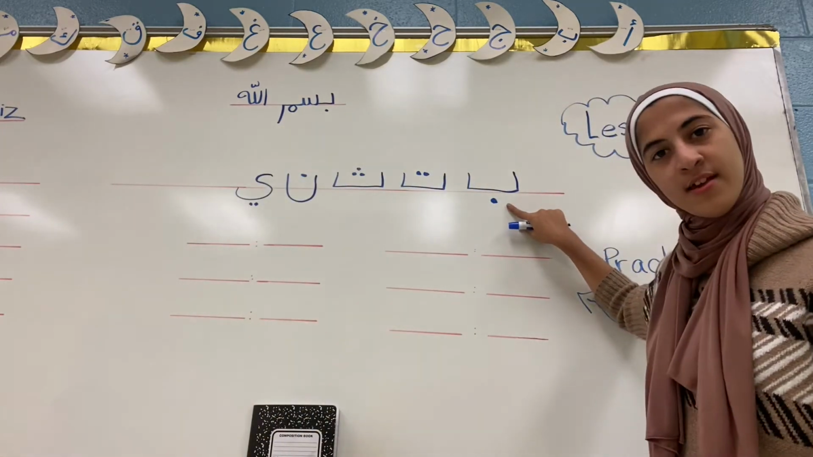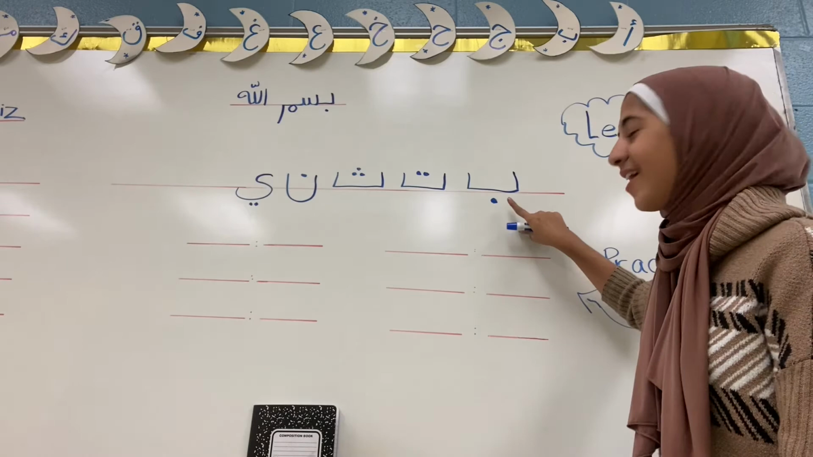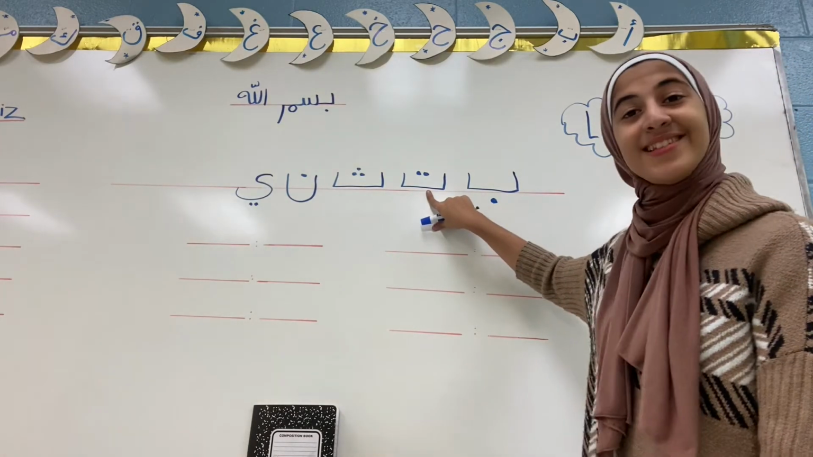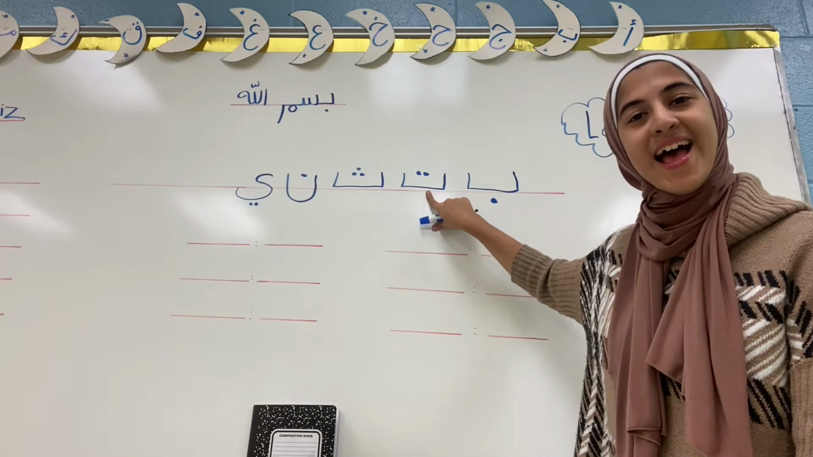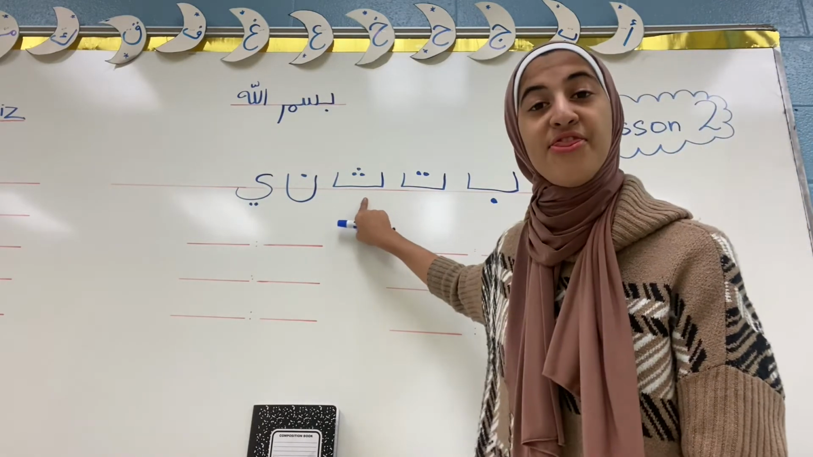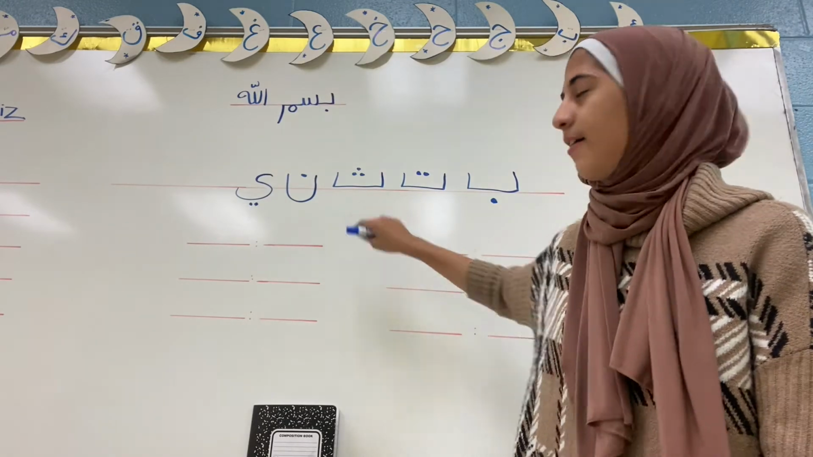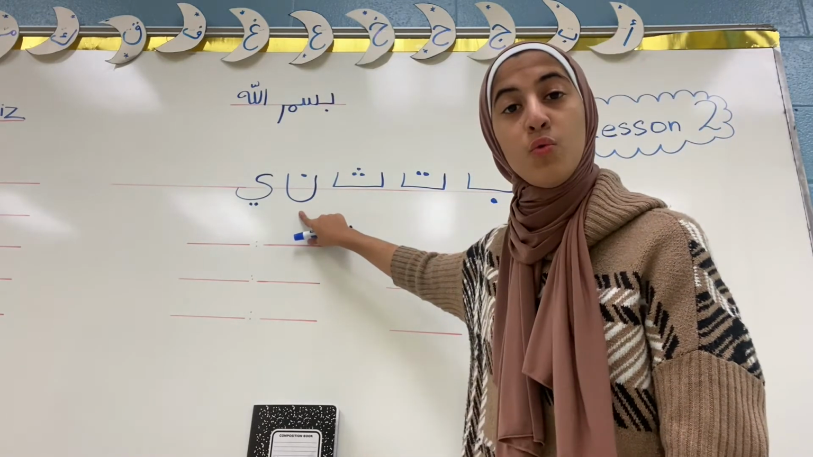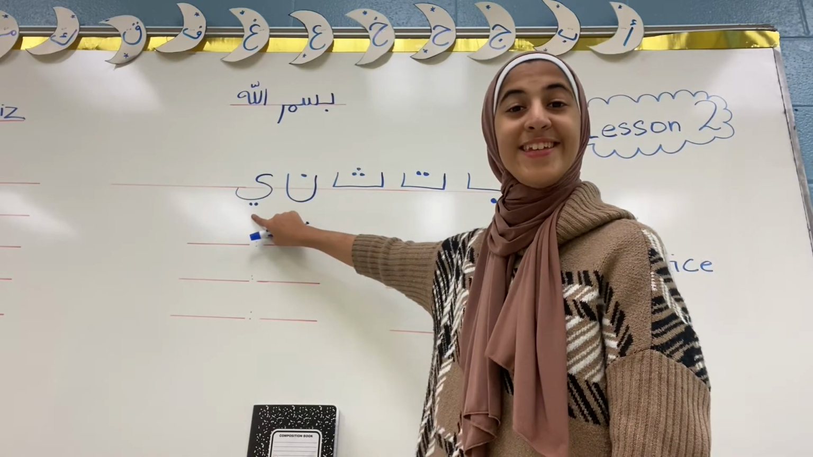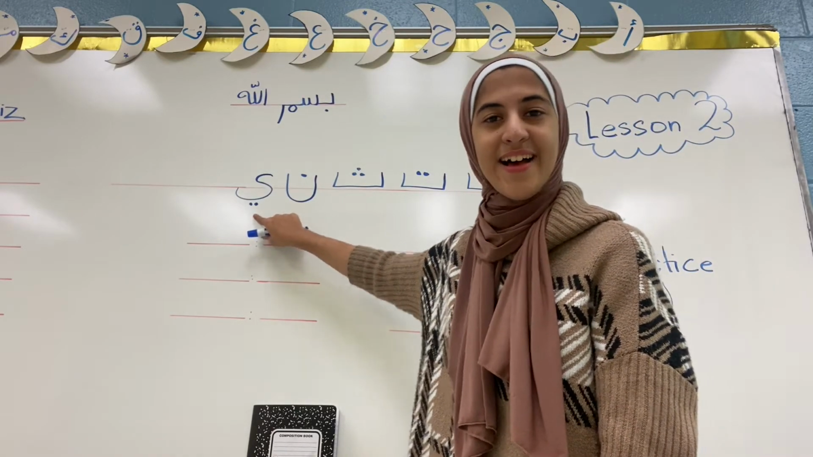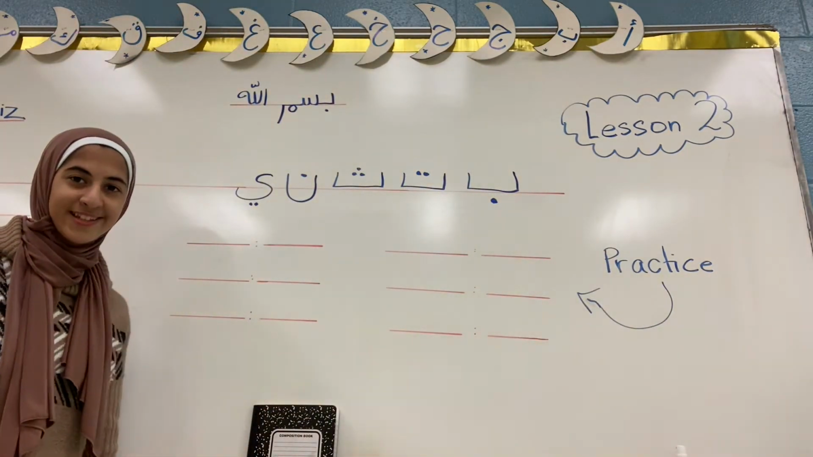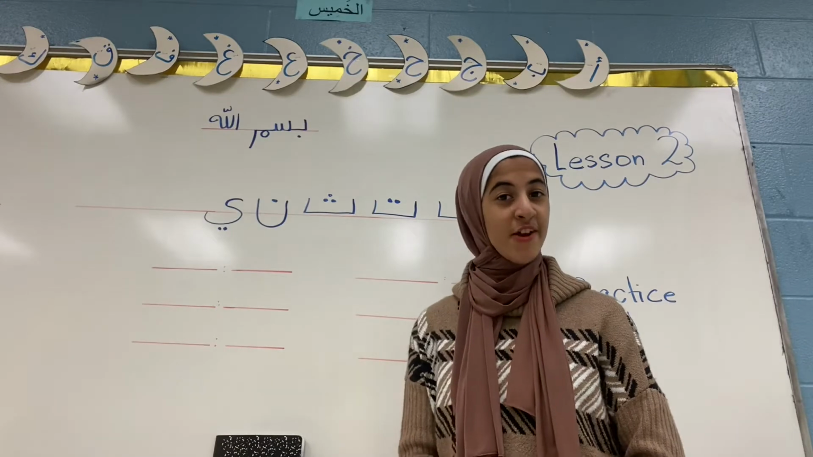Make sure to follow along with me. Ba. Ta, 2. Ta. Tha. Noon. And Ya. Here are the letters we're going to be using today. Let's review the letters one more time.